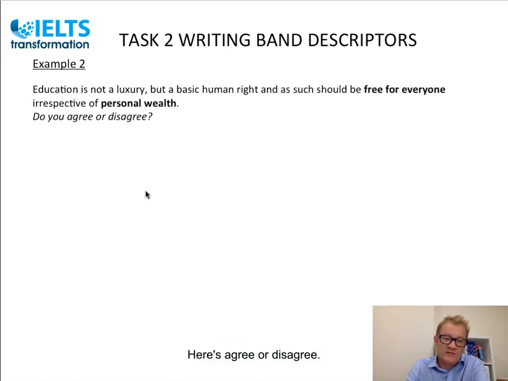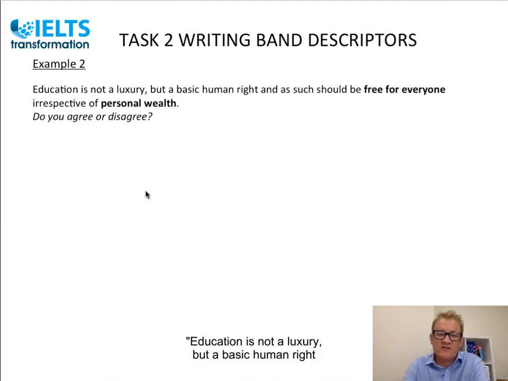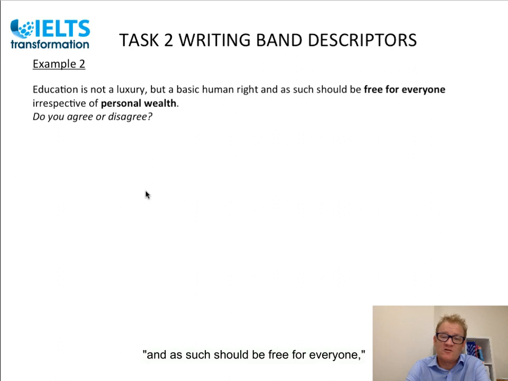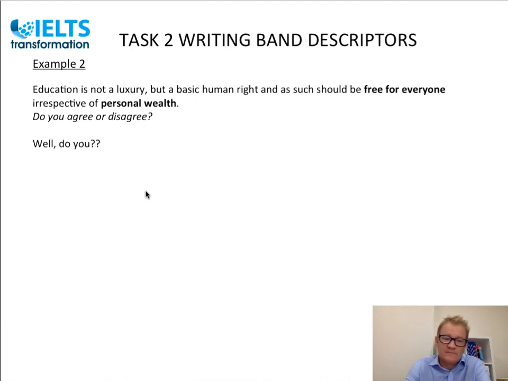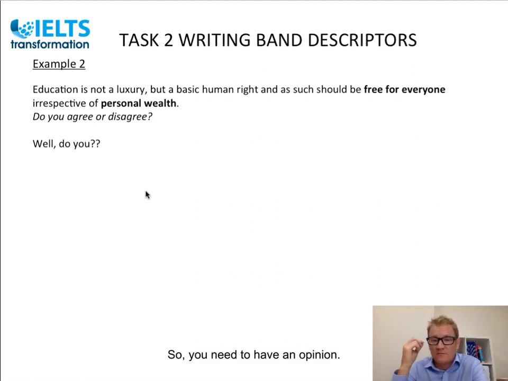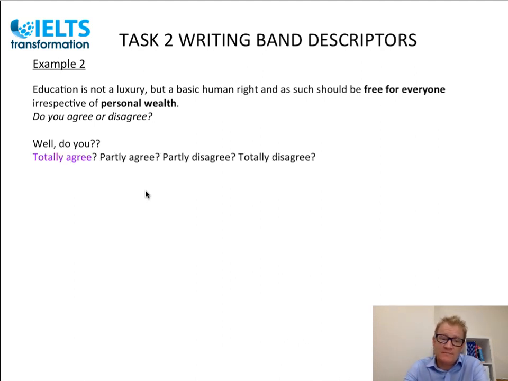Here's agree or disagree. Education is not a luxury, but a basic human right, and as such, should be free for everyone, irrespective of personal wealth. So irrespective means it doesn't matter if you're rich or not. Do you agree or disagree? What do you think? You need to have an opinion. For me, I totally agree.